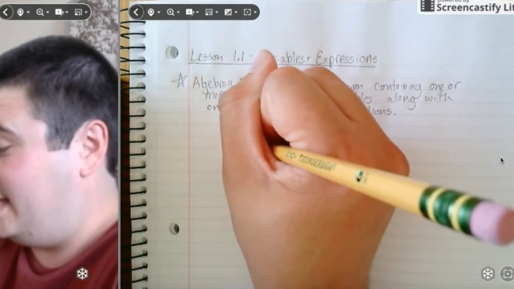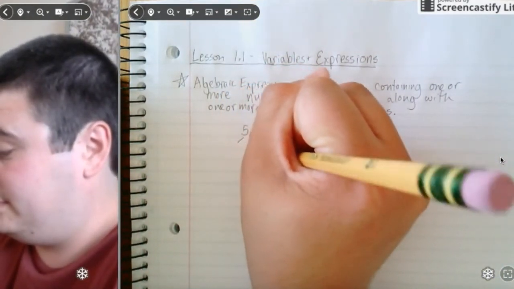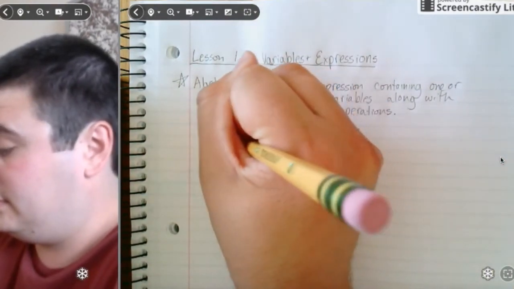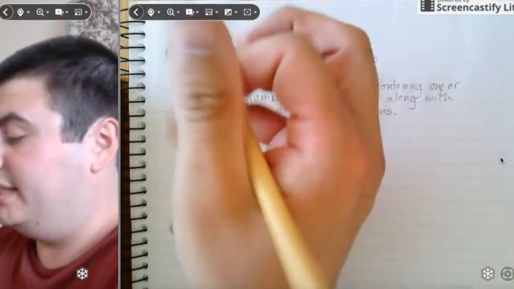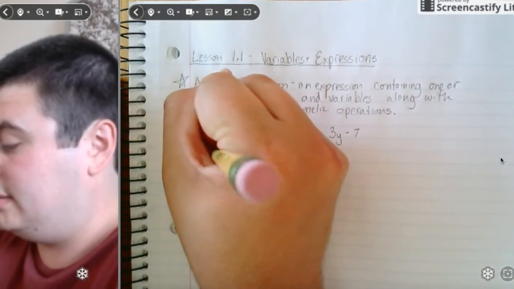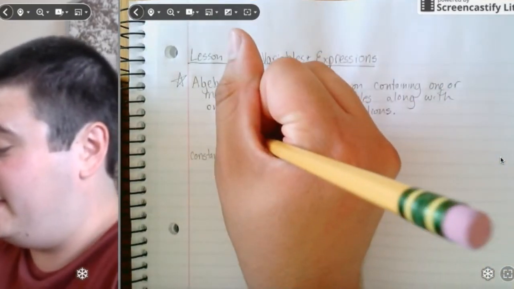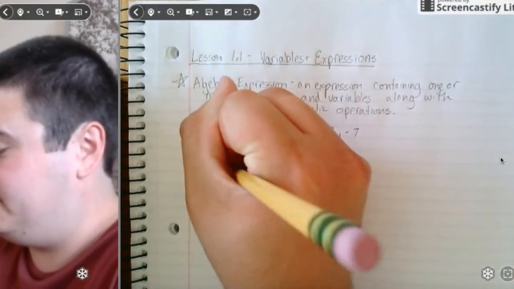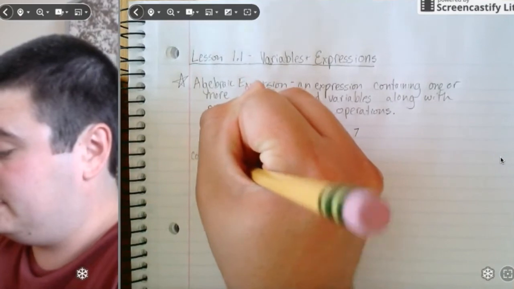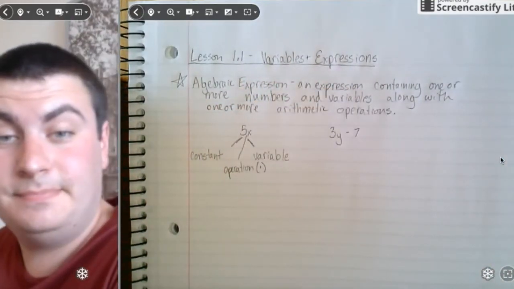We have this x, which is called the variable, and this 5 would be the constant. And they'd have the hidden operation there, which is going to be multiplication.